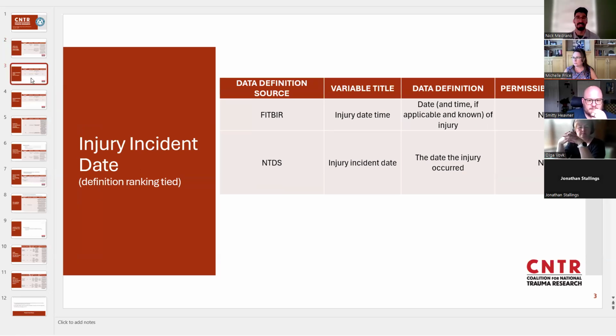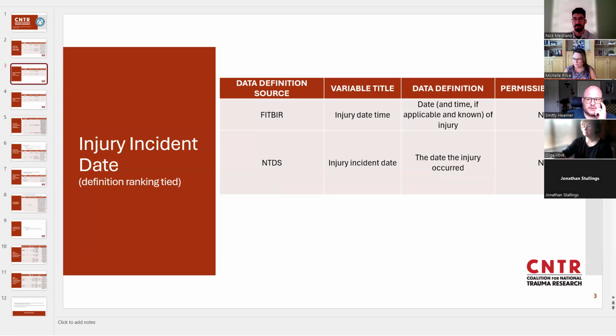So we'll be running into this FITBR, NTDS concern for a couple more of these. In this case, it's a very broad injury incident date. In this case, the definitions are essentially the same thing. So to me, in this case, we already have an existing FITBR definition that is used. There's an NTDS definition, but they are essentially saying the same thing. In this case, we had two that were tied.